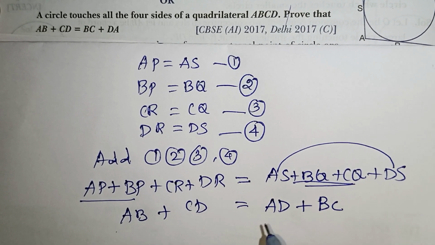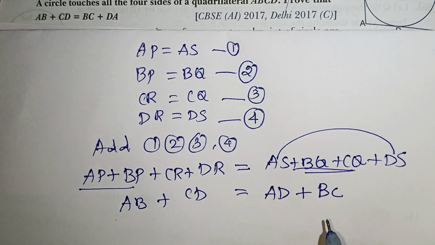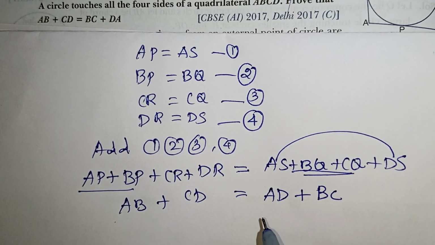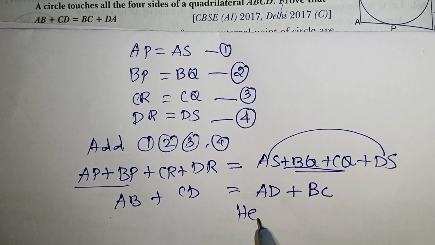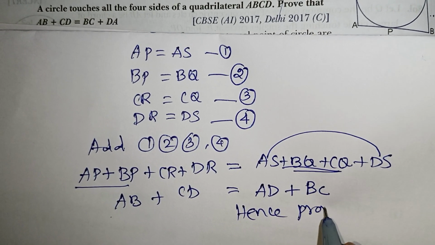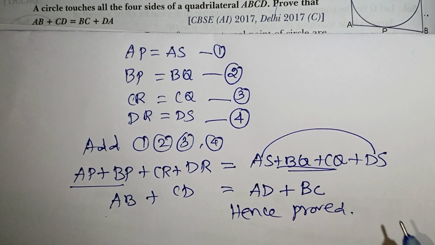So AB plus CD is equal to AD plus BC. That's what they asked us to prove. So we have come to the final proof. You can write hence proved. That is the final value of your question. Very important question.